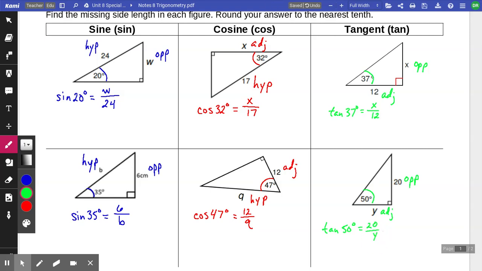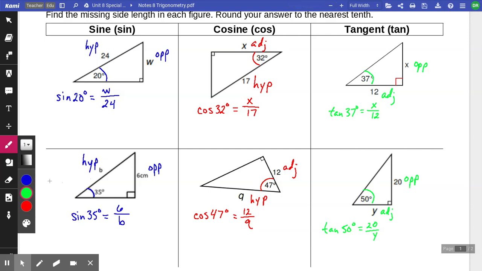Okay, so there's the setup. It's like that every time. We just need to figure out what two sides are marked in relation to our angle. So we need to pay attention to whether we have the opposite leg or adjacent leg to determine sine and cosine. But once we get here, solving isn't too bad. It's really just some basic algebraic steps and using a calculator. So let's look at these top scenarios.